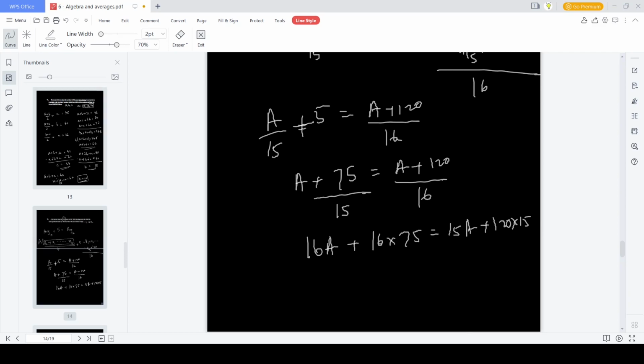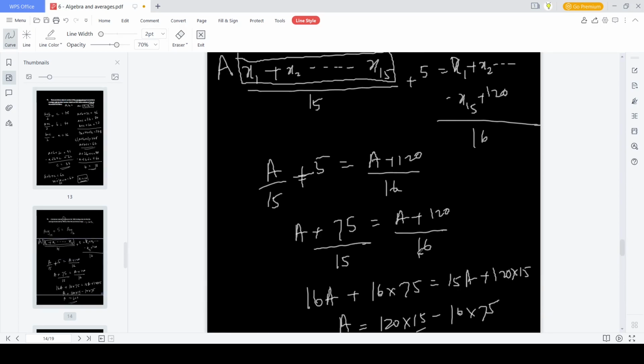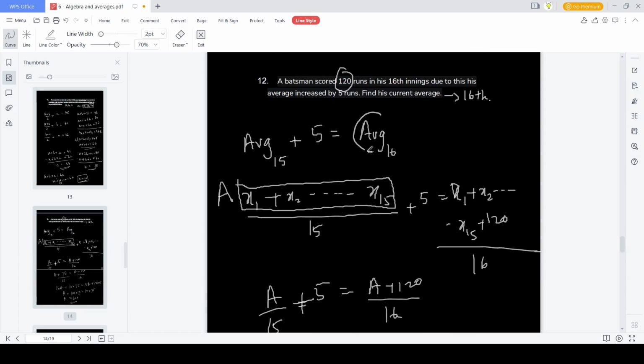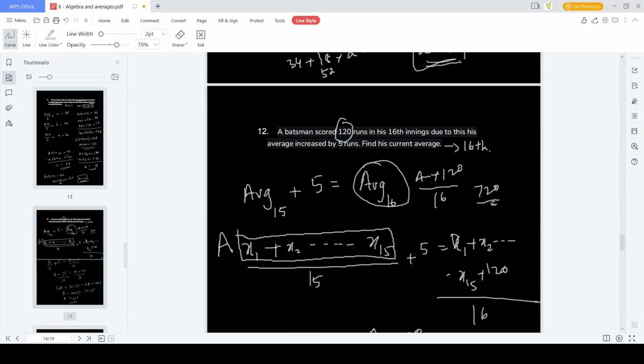Okay. So if you take A this side and the constants that side, A is equal to 120 times 15 minus 16 times 75, which comes as 600. So the sum A is equal to 600. Now we need the average of the 16th inning only. That is nothing but A plus 120 by 16. We already found that out from here. So I'll write it as 600 plus 120, that is 720 by 16, which is nothing but 45. So 45 is his current average. Okay, this is the answer.